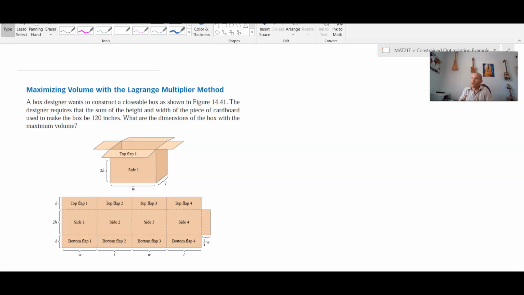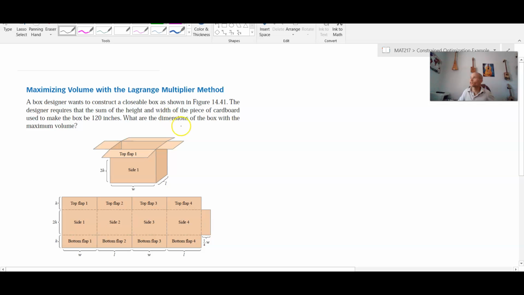So maybe you work for Amazon and the goal is to figure out a box that could contain the most volume in it, but that uses the smallest amount of material. So a box designer wants to construct a closable box as shown in this figure. The designer requires that the sum of the height and width of the pieces of cardboard used to make the box be 120 inches. What are the dimensions of the box with the maximum volume?